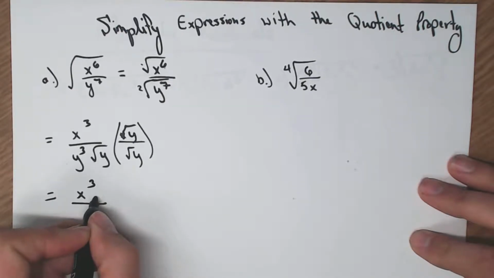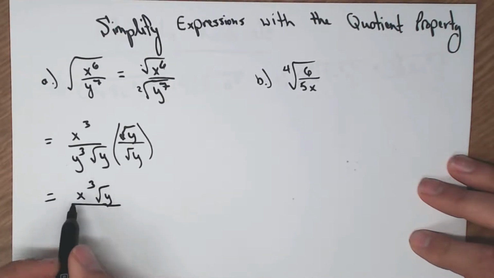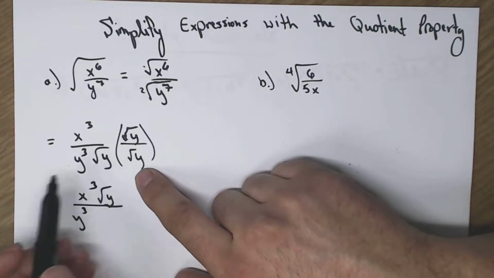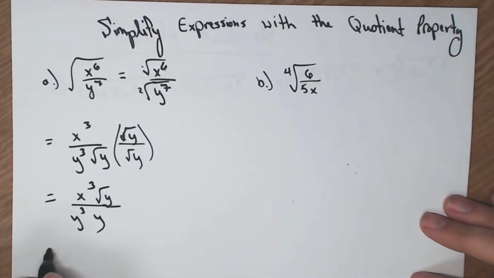X cubed, and now I have a square root of y next to it. I have a y cubed. Square root of y times square root of y is going to get me a regular y, and then I can combine those two things.